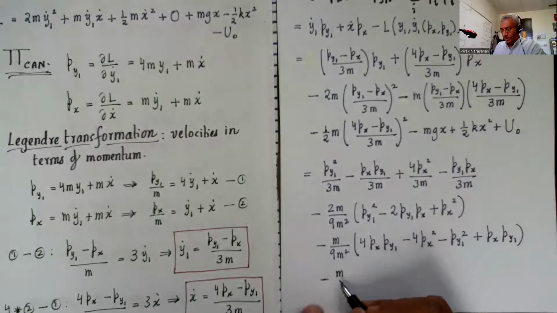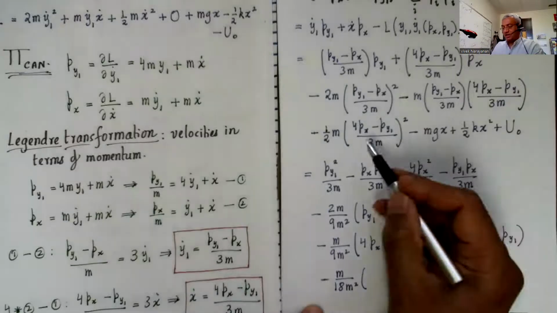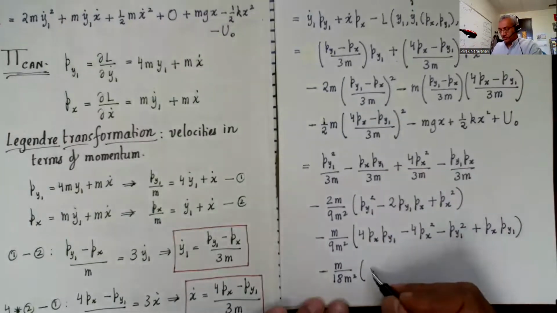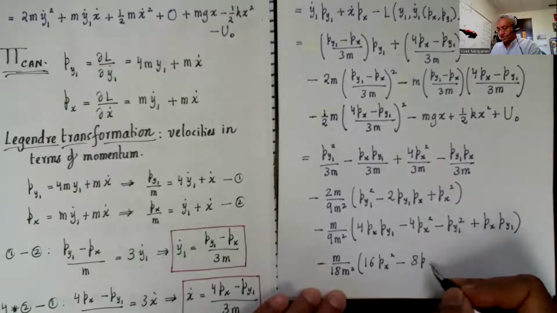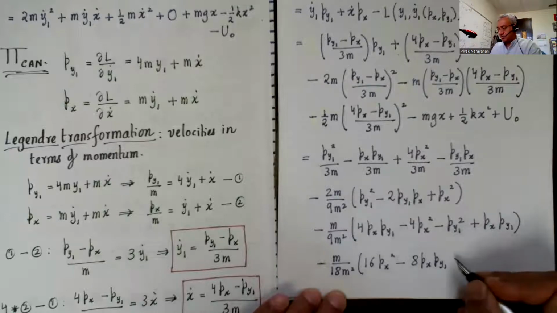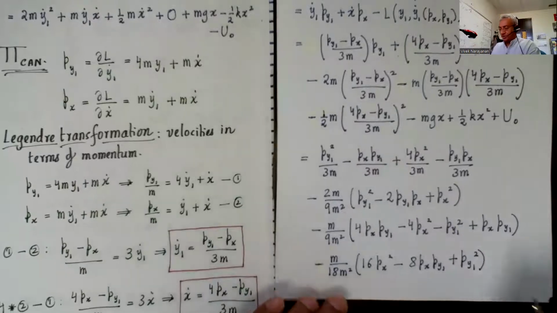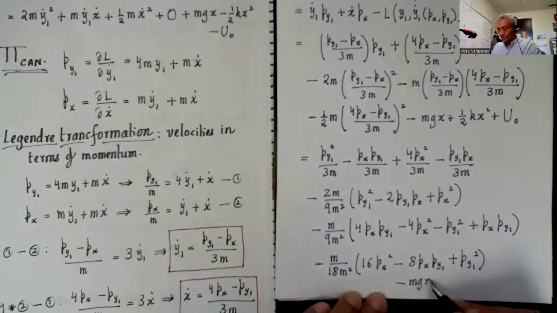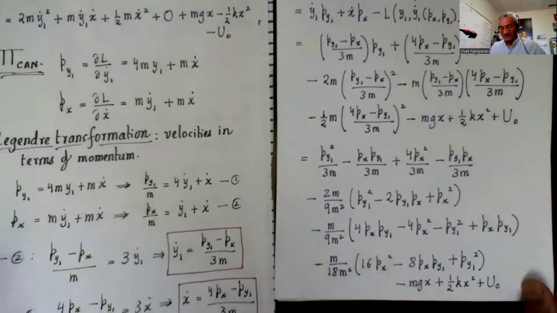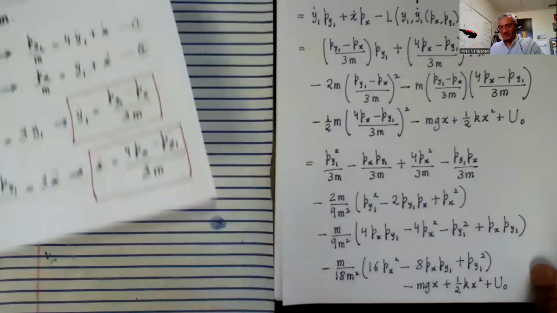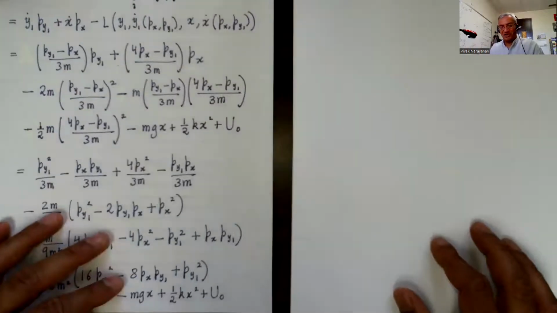Minus m over 18 m squared. And this time I just square that. So that's 16 px squared minus 8 px py1 plus py1 squared. And then our potential energy terms, I'll just use up the remaining space. There. Now, let's just simplify it a little more to bring it into a nicer look.